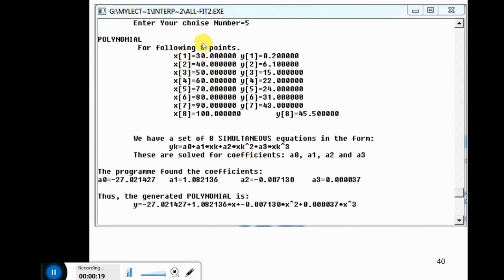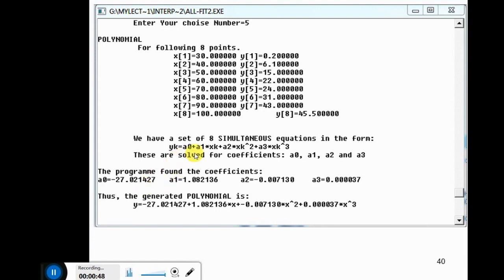In this case I shall enter the choice 5, which was for polynomial. It is once again showing you the data, and with 8 data points we can, to the maximum, write a polynomial of order 8 to fit this data, but that doesn't make very great sense. We shall try to find a polynomial of second order, third order.